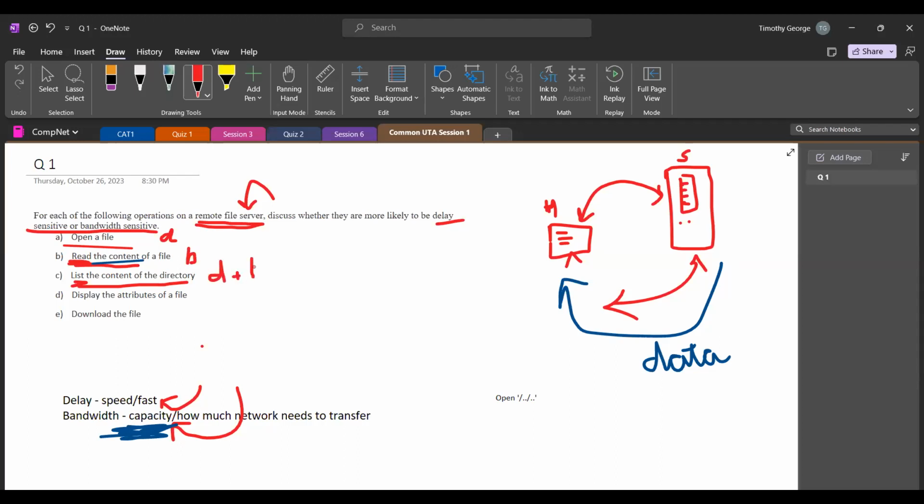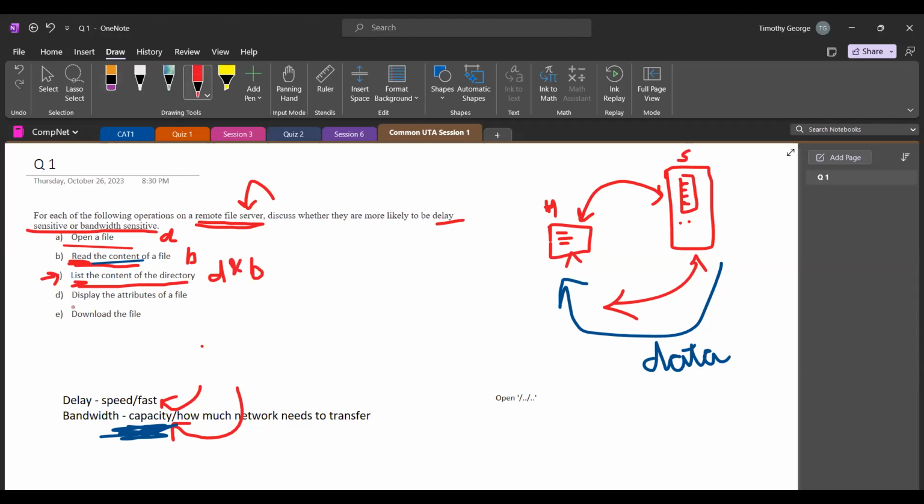In a previous session I had, there was even this doubt: is it possible for something to be both delay and bandwidth sensitive? And this is the best example of this, because you're opening a file and you're reading a file. That happens when you're listing the contents in the directory.